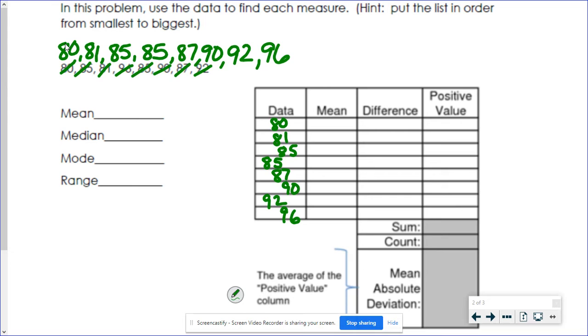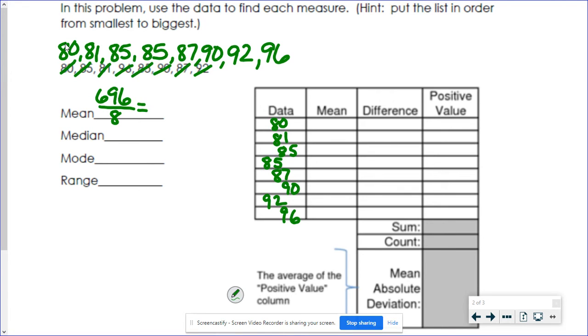Okay, to find the mean, that's when we add all of these numbers up and divide by how many numbers there are. There were 8 numbers, we already figured that out. And I've already done the calculation on this. When I add up all 8 numbers, I get 696, and there were 8 numbers.